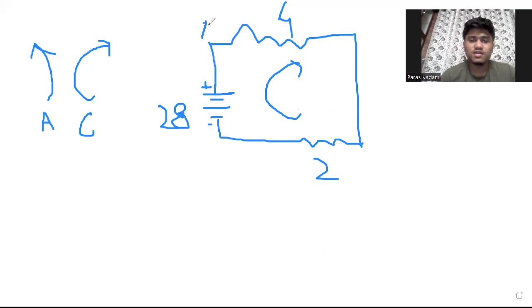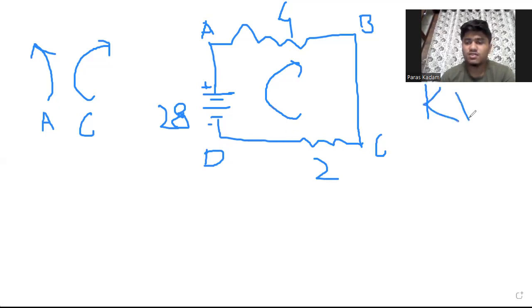We will give notations to the loop such as A, B, C, and D. Now the question is we have to find the current through the 2 ohm resistor. We have to find the current through this resistor. So how will we proceed? We will apply KVL, Kirchhoff's voltage law.